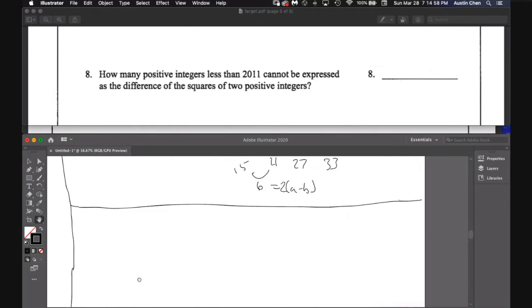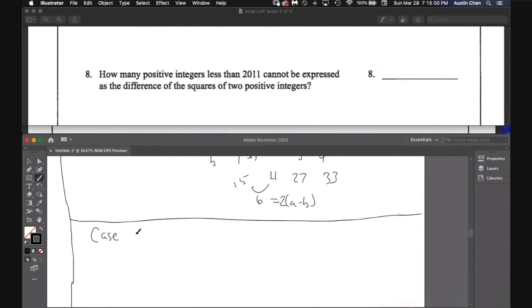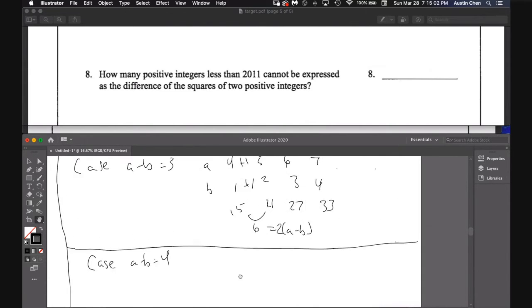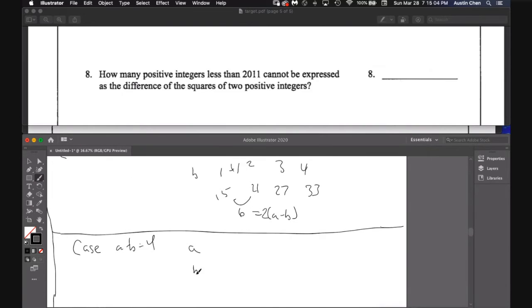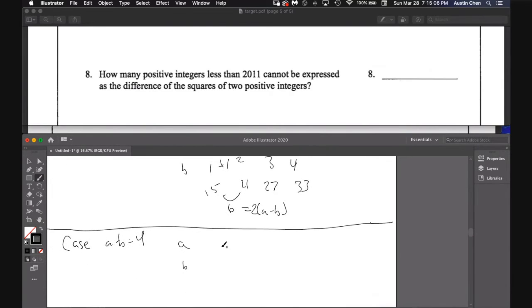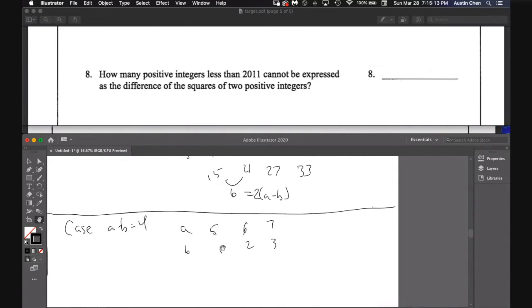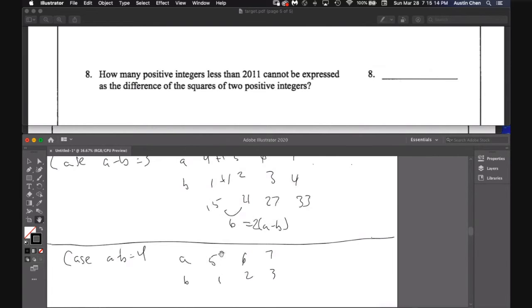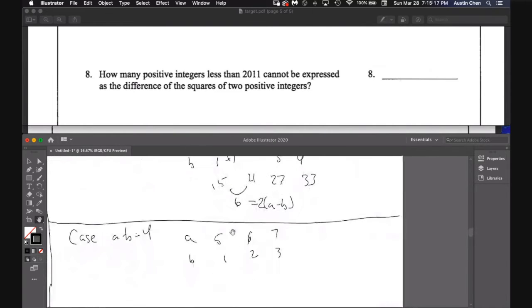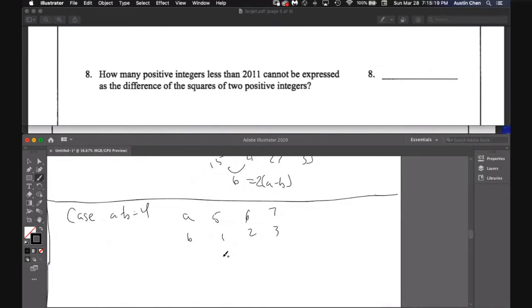Now let's look at our case of a minus b equals 4. Let's write out our a and b's. So 5, 1, 6, 2, 7, 3, and so on. Our initial difference term is going to be the sum times the difference. The sum is 6, the difference is 4. It's going to equal 24.